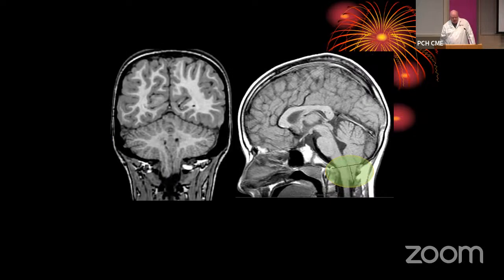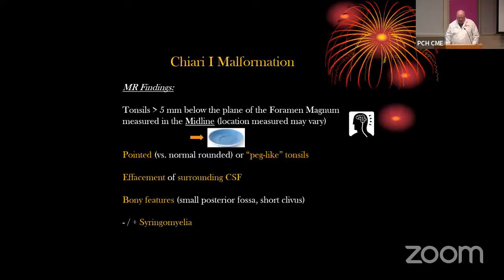And you can see the descended tonsils on the coronal view, but also this is to show how we measure this. We're using the plane of the foramen magnum at the base of the skull, and then we drop a perpendicular down to the tip of the tonsil, and that's how we decide it's greater or less than 5 millimeters. Usually this is done in the midline. We identify the midline by the presence of the cerebral aqueduct on the sagittal view. As I mentioned, the tonsils greater than 5 millimeters below the plane of the foramen magnum measured in the midline.